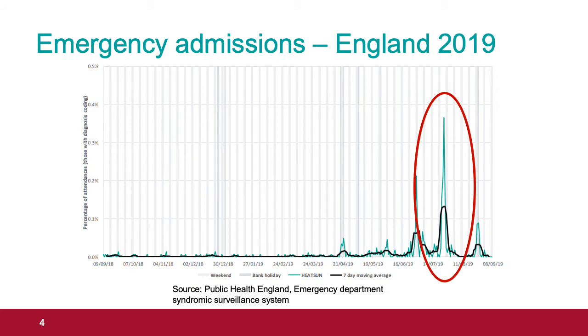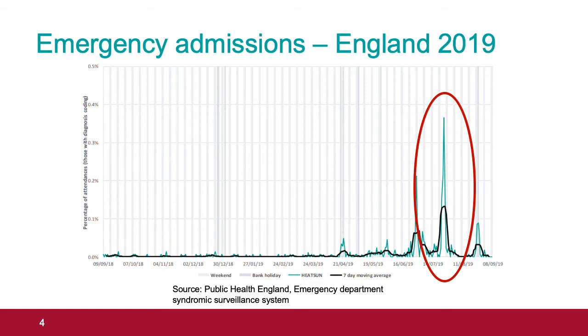But it's not just about mortality. So this chart again is from the same period in England and is taken from Public Health England's Emergency Department Syndromic Surveillance System. And it's looking at emergency admissions for heat and sunstroke over that same period, as I mentioned. So again, we see a sharp peak in admissions as the temperatures increased and peaked in July. And again, this is circled.